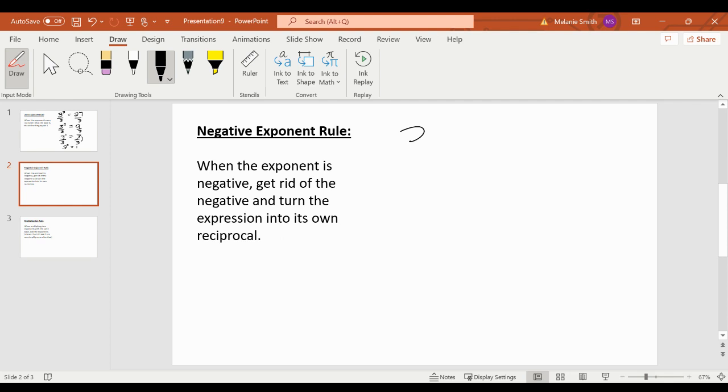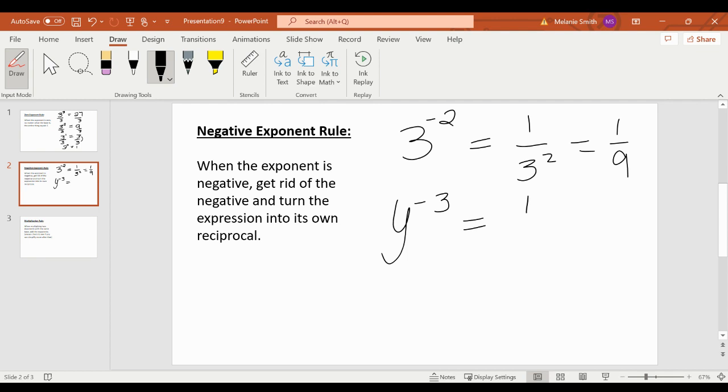Let's say we just had 3 to the negative 2 power. 3 to the negative 2 power is going to flip over and become its own reciprocal. Reciprocal is when you flip a fraction, so that when you multiply it by itself, you get 1. But 3 to the negative 2 power, sorry, is going to become 1 over 3 to the second power. And then we always want to see if we can continue to simplify. 1 over 3 to the second power is 1 over 9. Let's say I had y to the negative 3 power.